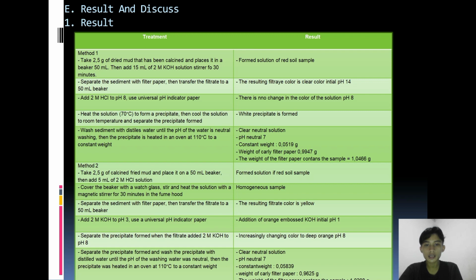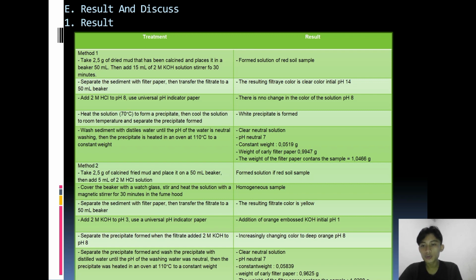Result, clean neutral solution, pH neutral 7, constant weight of 0.0590 gram, weight of the empty filter paper 90.947 gram. The weight of the filter paper containing the sample is 466 gram.